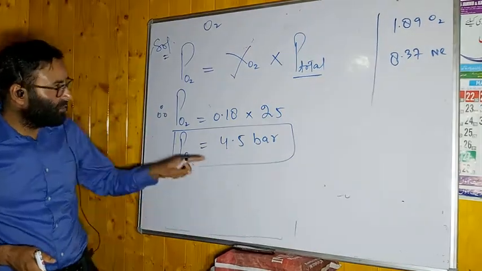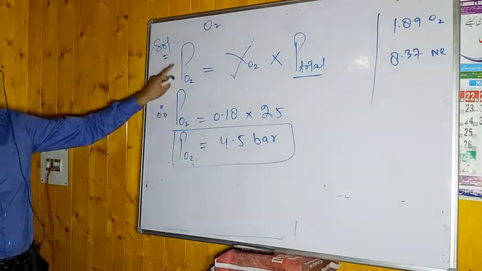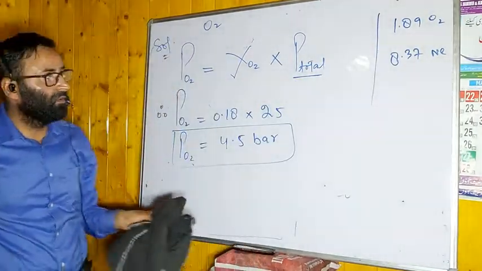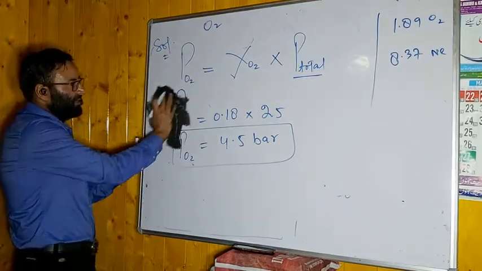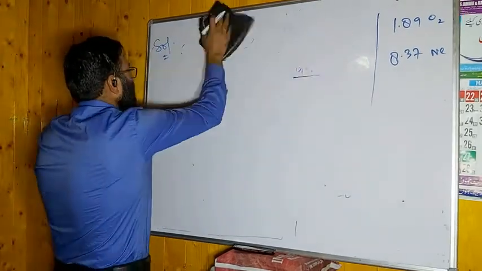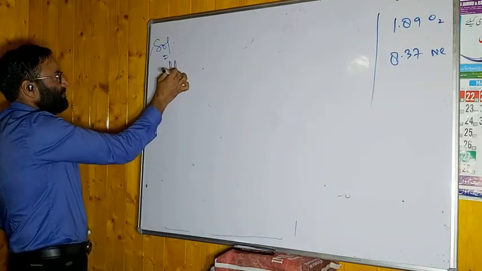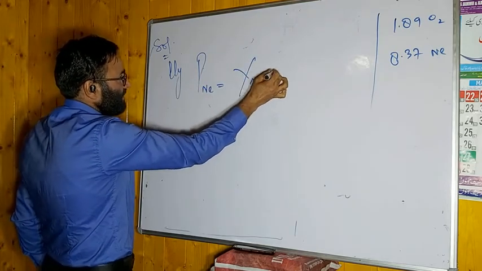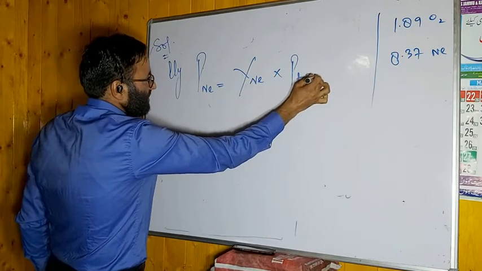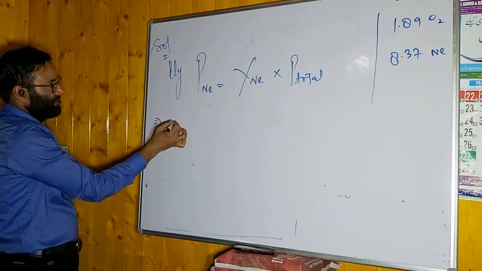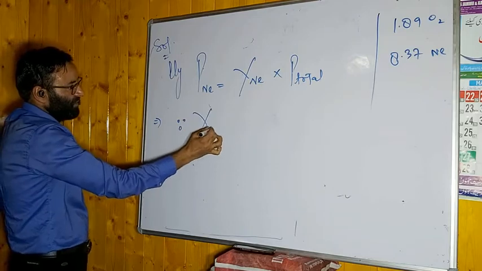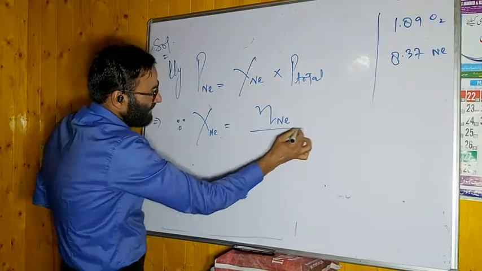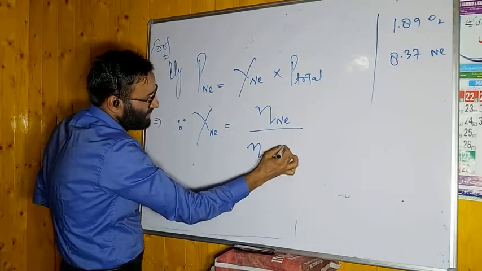In the same way, you can determine the partial pressure of neon. Procedure is same, but you have to determine the number of moles of oxygen and neon. You can use the same trend. Similarly, partial pressure of neon will be mole fraction of neon into the P total. This is the formula you have to use. Mole fraction of neon is number of moles of neon, ये हमने already calculate किए हैं, divided by total number of neon plus dioxygen.